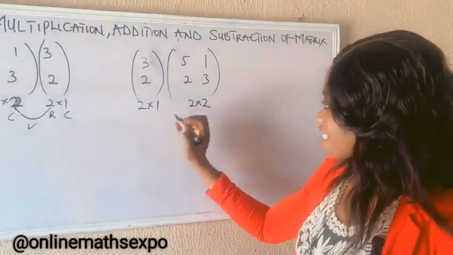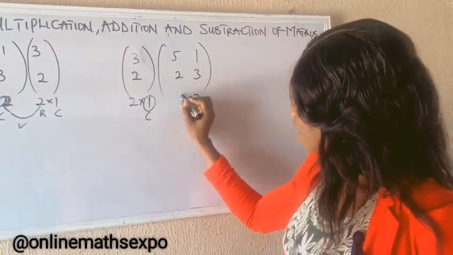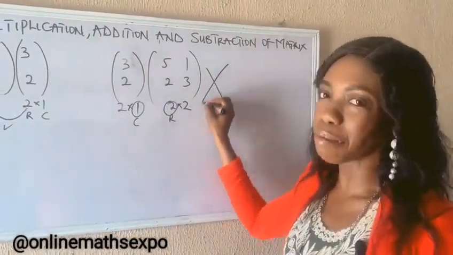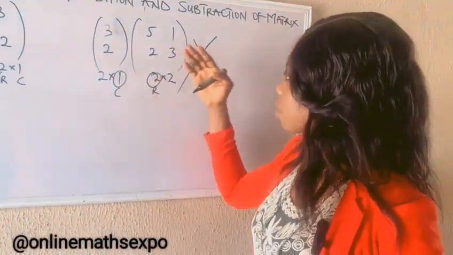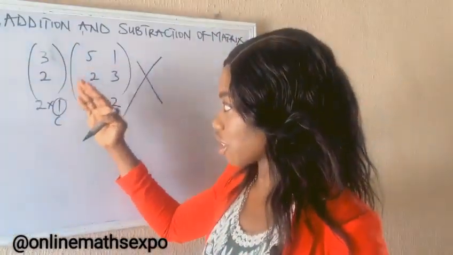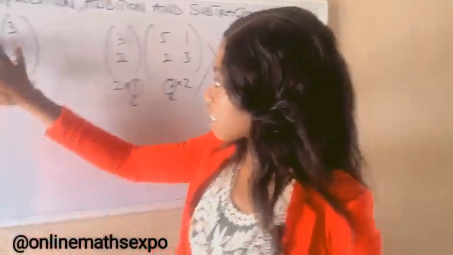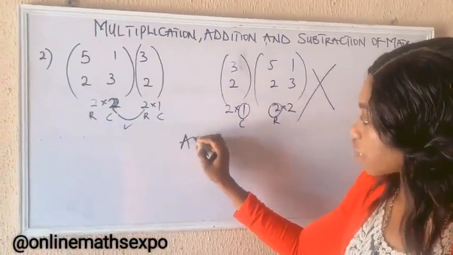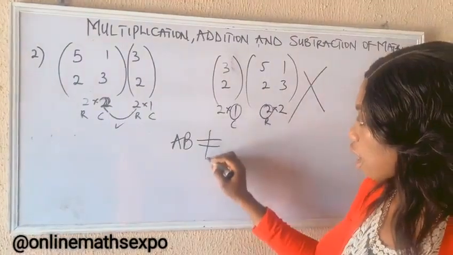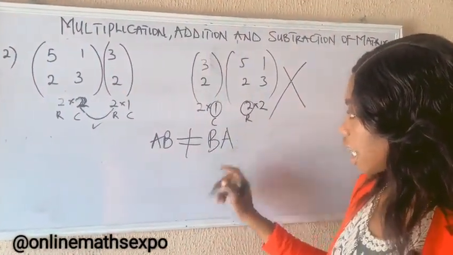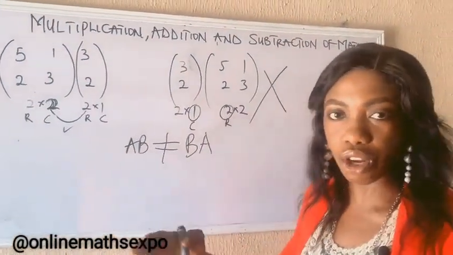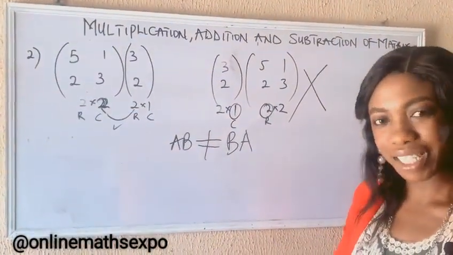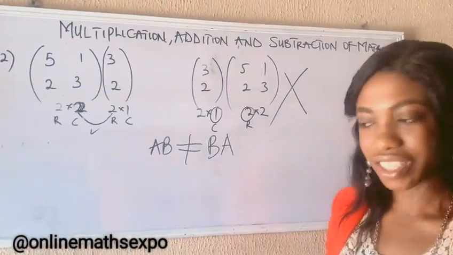Now, let's look at this. This is the column and this is the row. If you look at this, see, this is 1, this is 2. So this cannot even be multiplied. Apart from the fact that you cannot multiply these matrices, know also that this matrix is not the same as this, because matrix AB is not the same as matrix BA. Meaning that when you change the position of the matrices, it is not the same in terms of multiplication. I hope that one was well understood.